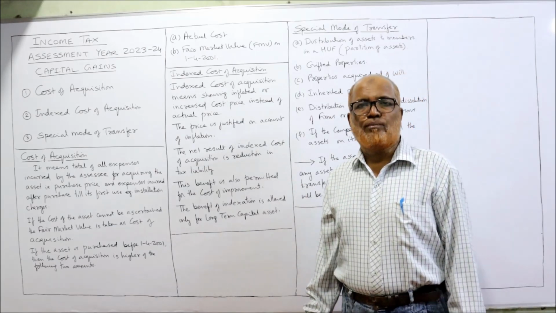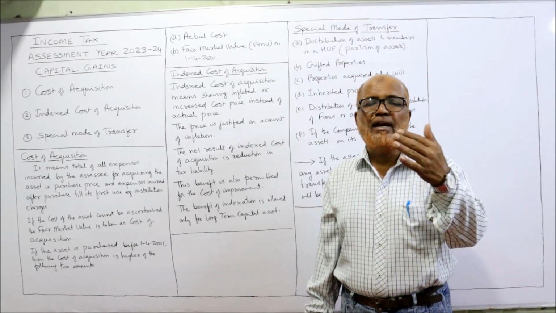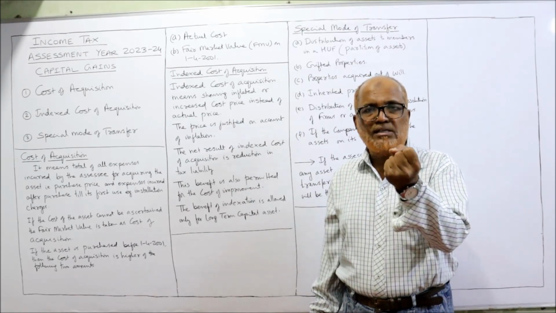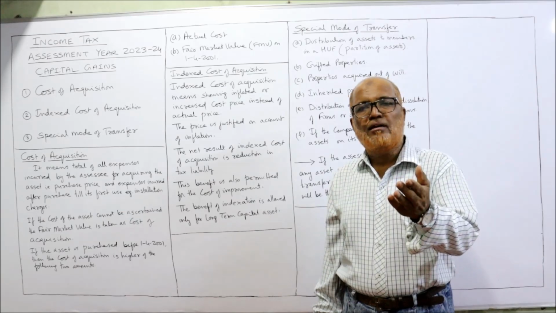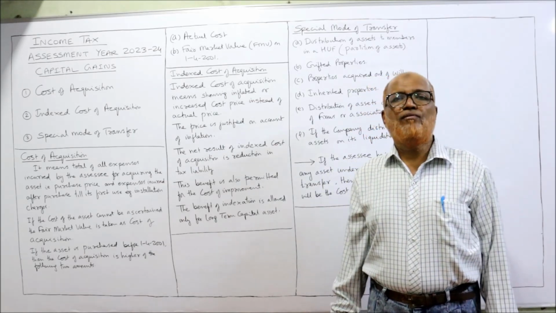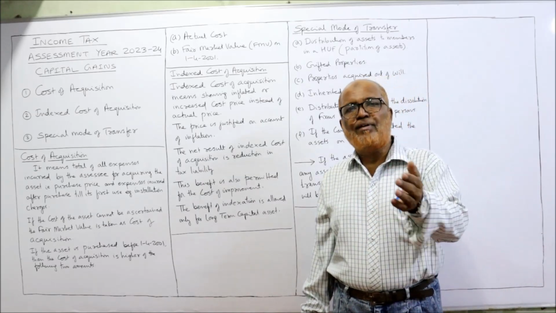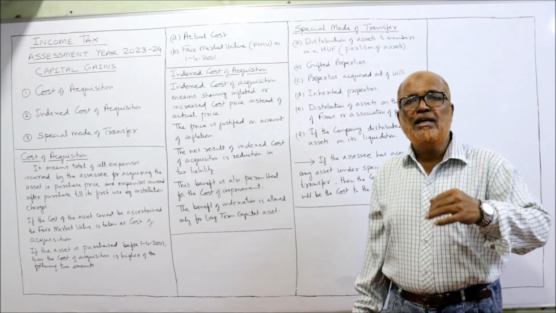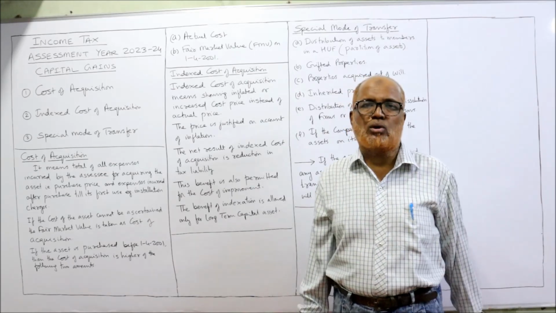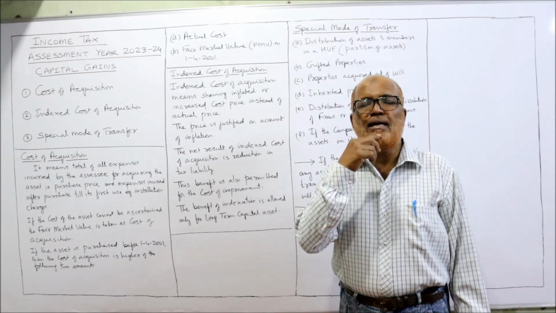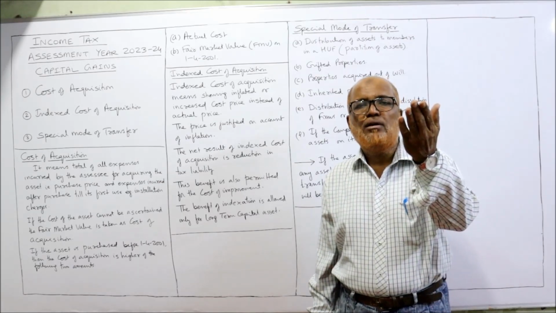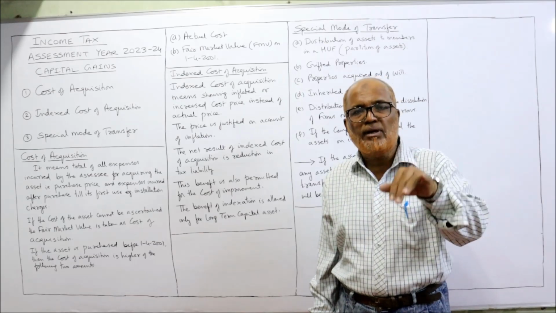Then indexed cost of acquisition. Indexed cost of acquisition means inflated or increased cost of acquisition. Due to inflation, the value of money is coming down. The purchasing power of money in previous years was much more than the purchasing power of money today because of inflation. Now, to take into account the effect of inflation, the Income Tax Act has given some leniency to the assessee, that they can choose indexed cost of acquisition instead of actual cost of acquisition. In indexed cost of acquisition, index numbers will be used to inflate the cost of acquisition. When we inflate the cost of acquisition, the capital gain will come down and the tax liability will get reduced.